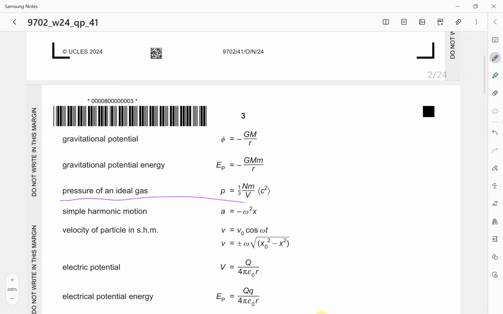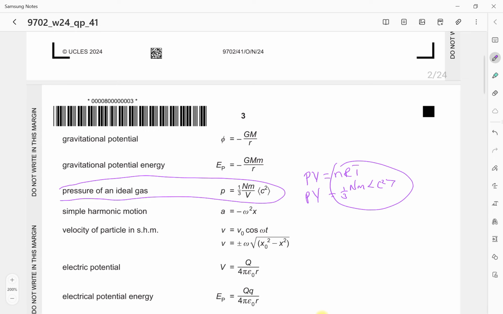This formula is very important because when I relate it to PV equals nRT, and I compare this with PV when I make PV the subject here, it is a third N m mean square speed. When I combine these two equations, by the way, remember PV equals nRT is the same as NkT.